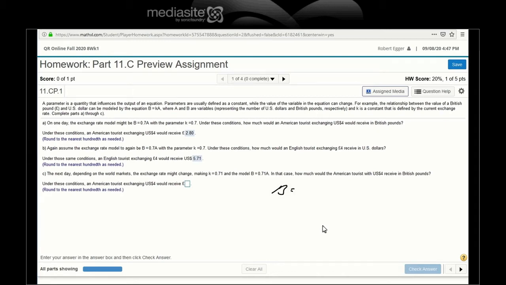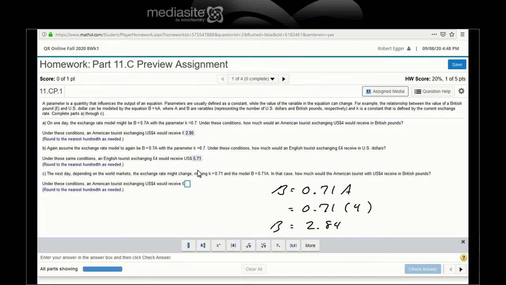Now, the next day, the exchange rate changed from 0.7 to 0.71 American per pound. So we have $4 being exchanged back into British pounds, times 4, and that should be 2.84 pounds. A little bit more. Not much more, but a little more.